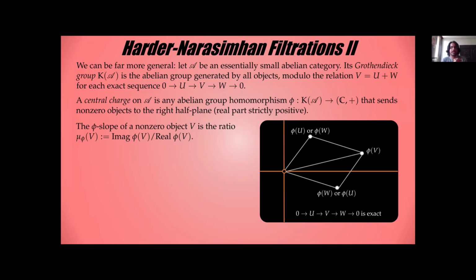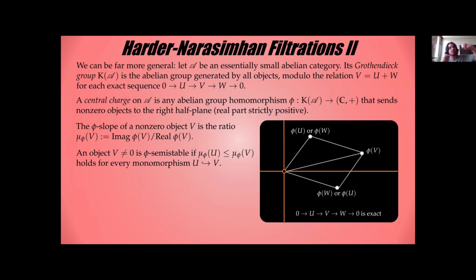So instead of arctanning this slope, I'm just going to leave it as a ratio of imaginary part to real part. And now you define an object to be semi-stable if, with respect to this central charge phi, the slope of every non-trivial sub-object is less than or equal to the slope of the big object. So V is semi-stable if the slope of every U is less than or equal to the slope of V.